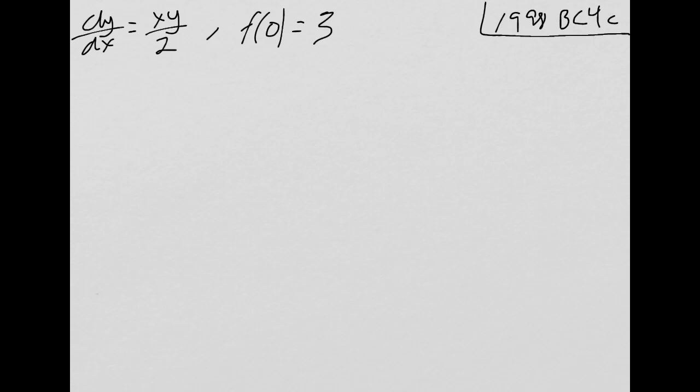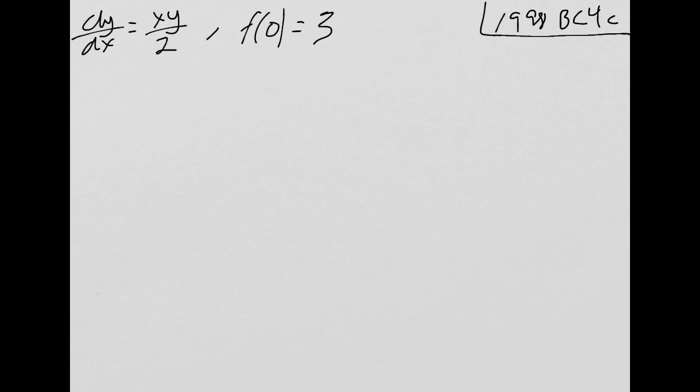So this is the last part of this FRQ. In part A, we found a slope field. In part B, we used Euler's method to approximate f of 0.02. In this one, we're going to actually solve for y. So we're going to use separation of variables to solve this thing.